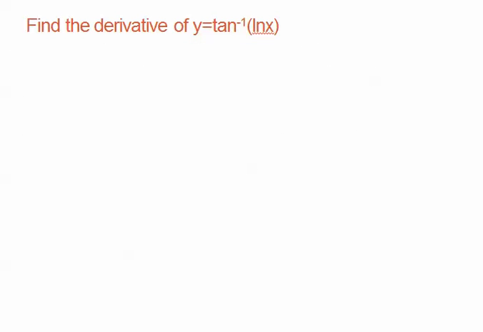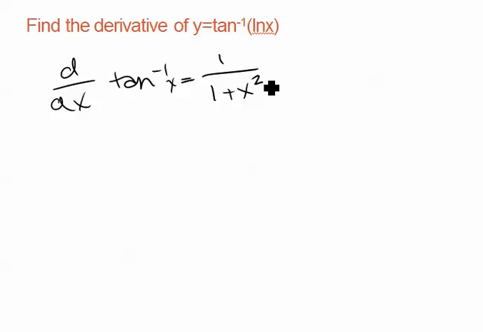For our last example, we're going to find the derivative of inverse tan of natural log of x. In your book, we can find the formula for inverse tan. The derivative of inverse tan is 1 over 1 plus x squared. Again, we don't just have an x, so we're going to have to deal with that inside as we did in example 1.